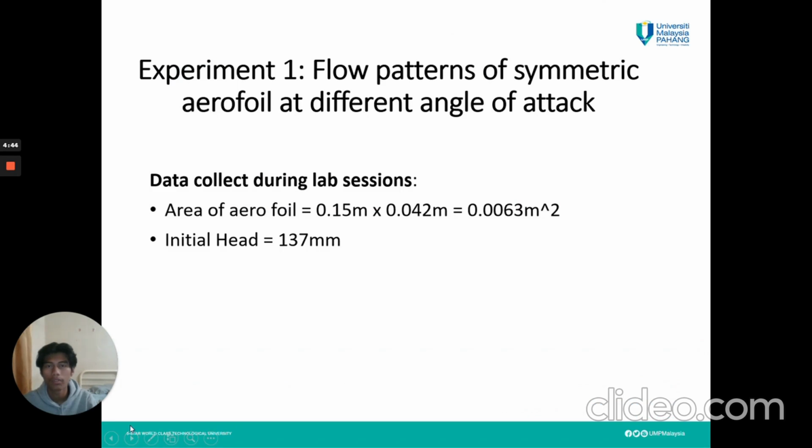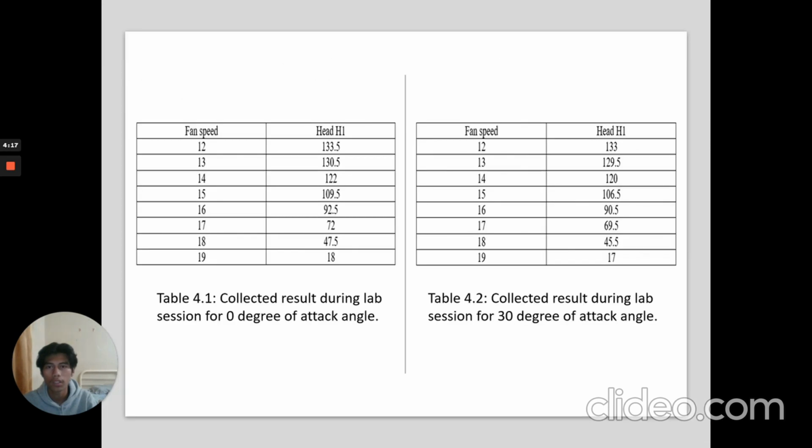I will present chapter 4 for experiment 1. Okay, experiment 1. Flow pattern of symmetric aerofoil at different angle of attack. Okay, data collection during the lab session. Area of aerofoil 0.15 meter times 0.042 meter equals 0.063 meter square.